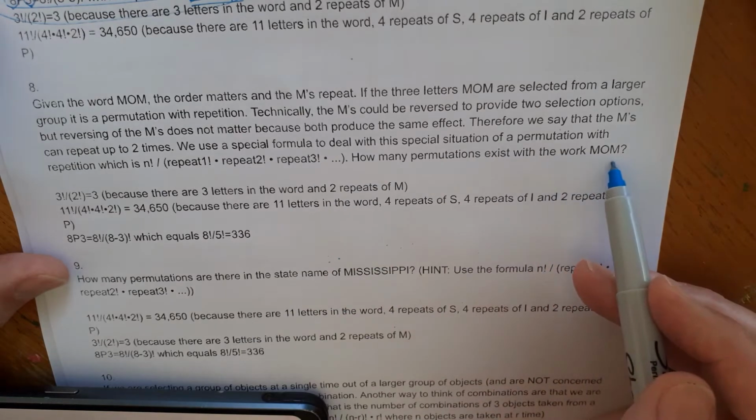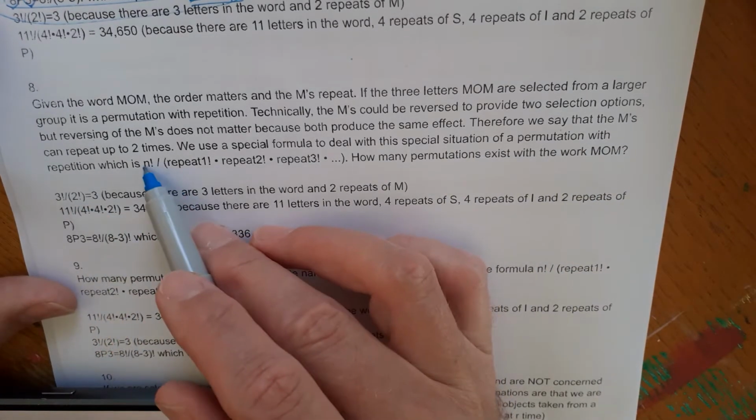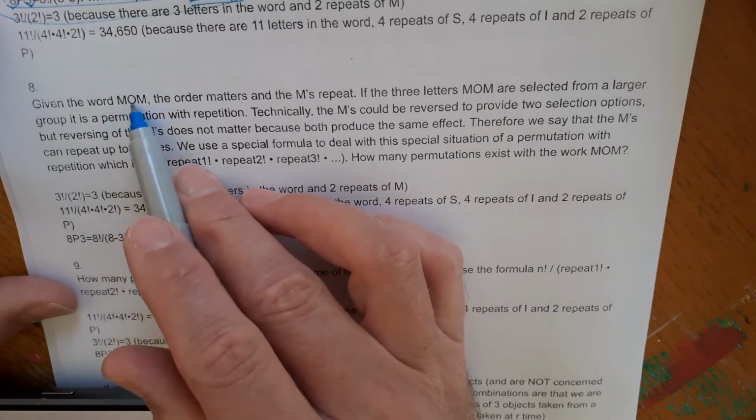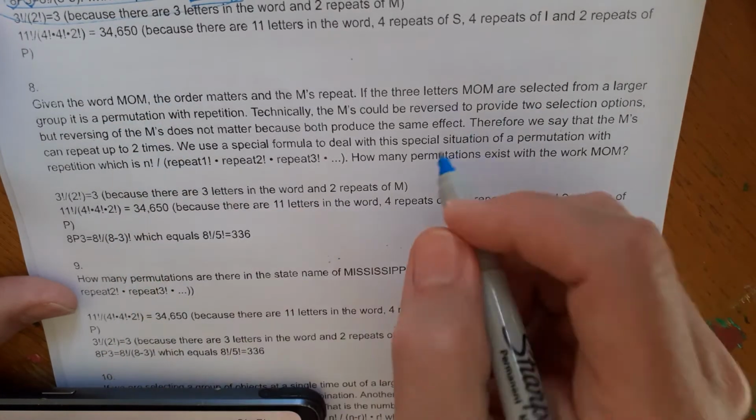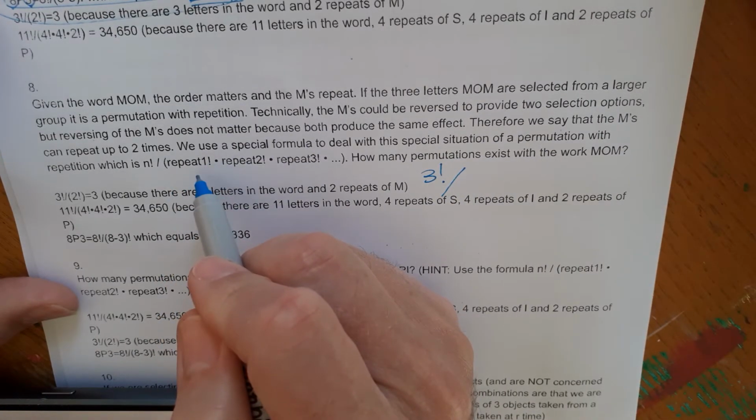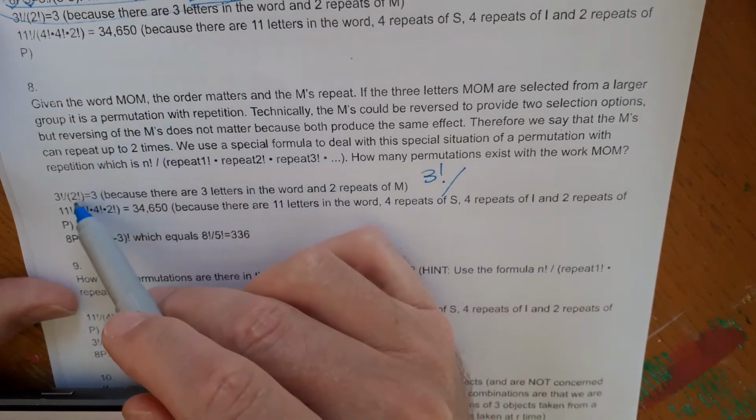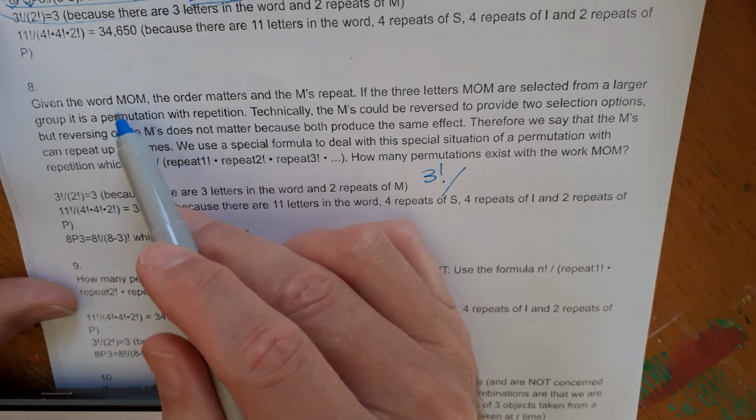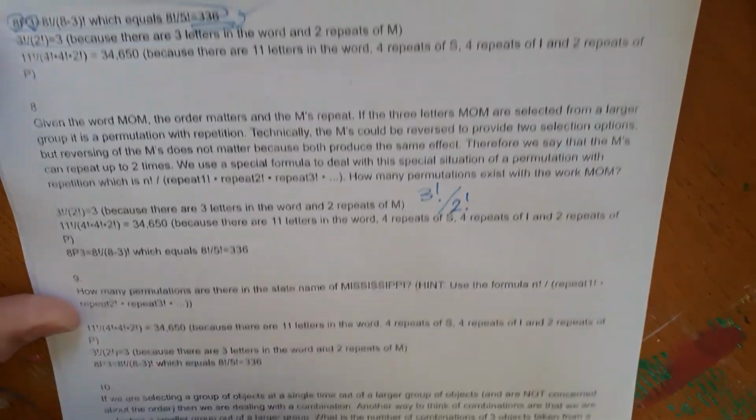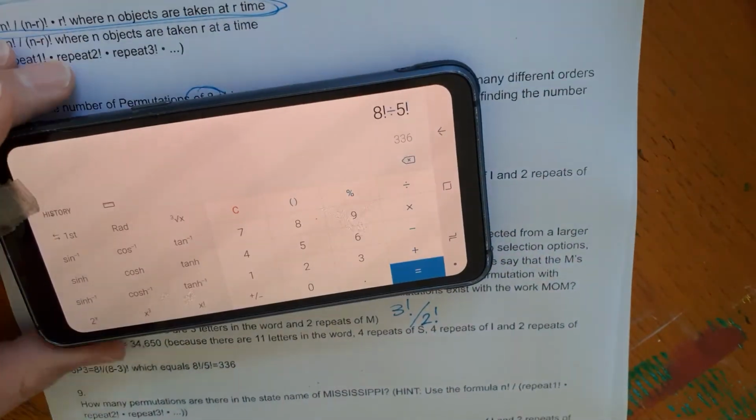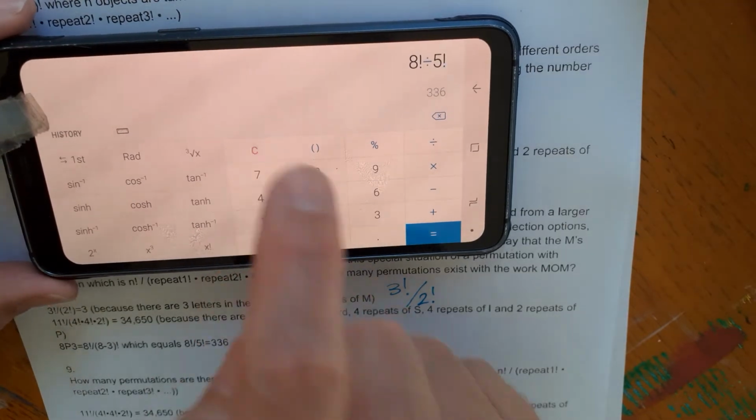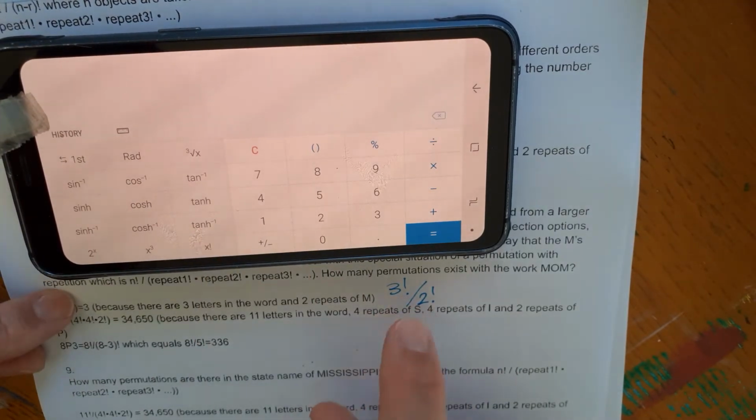How many permutations exist in mom? Notice the formula, they're giving us a lot of help here, right? There's 3 letters, 1, 2, 3, so that goes in for n. So you have 3 factorial, and the formula says to divide it by the number of repeats. The only thing that repeats in mom is the 2 M's, so you have 2 factorial here. So all we have is 3 factorial divided by 2 factorial. Again, they're giving us as simple as possible, and I thank them for it.